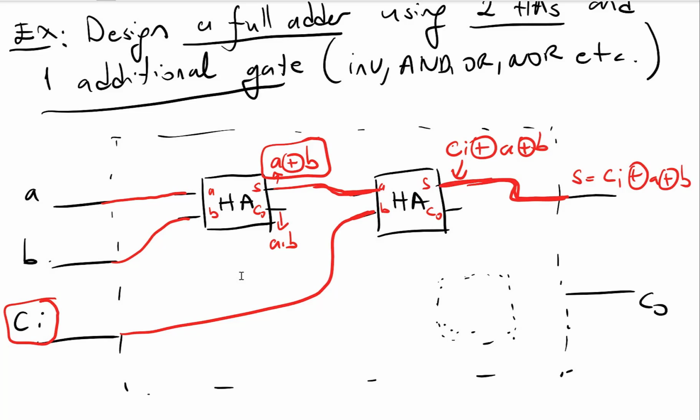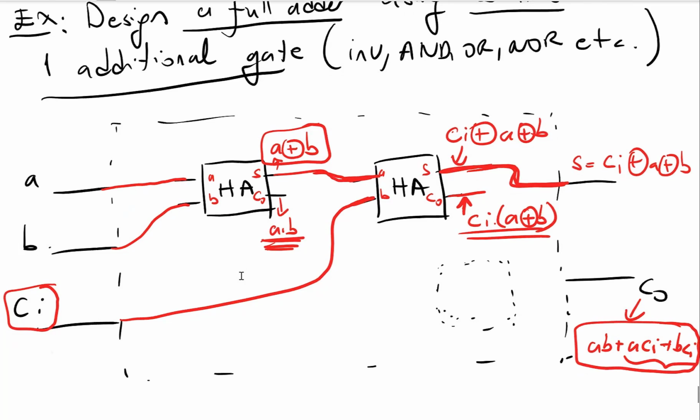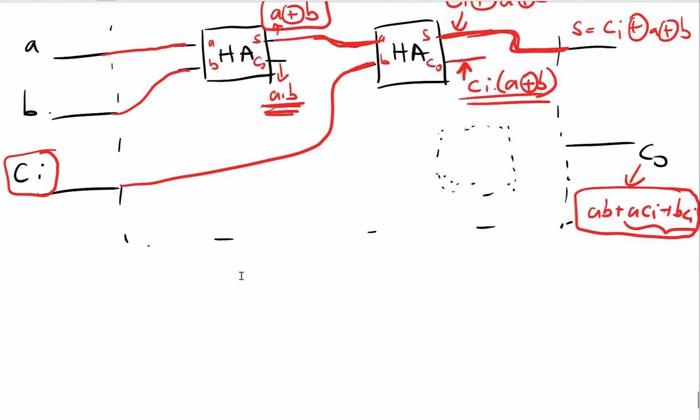So my carry out here is A B, or A carry in, or B carry in, right? So I have A and B here. So I need this A carry in or B carry in, right? So what do I have here at the carry output of the second half adder? I have carry in times A XOR B. So I have these two, right? And then I am trying to get this output. So let's see how I can get those outputs.